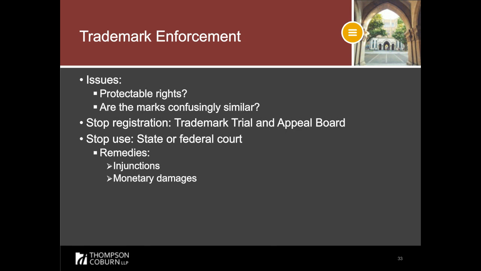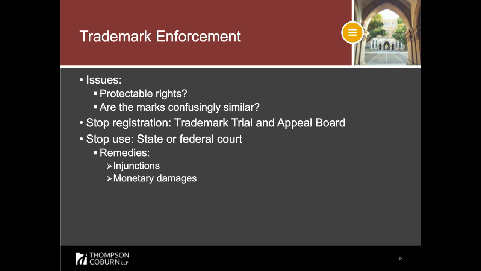And then the second issue is whether or not the marks are confusingly similar. This goes back to the other issues that I had talked about in the context of the trademark searches, where you're looking at the similarities between the marks and the goods and services that are offered, the marketplace, how strong the mark is, and other factors along those lines.